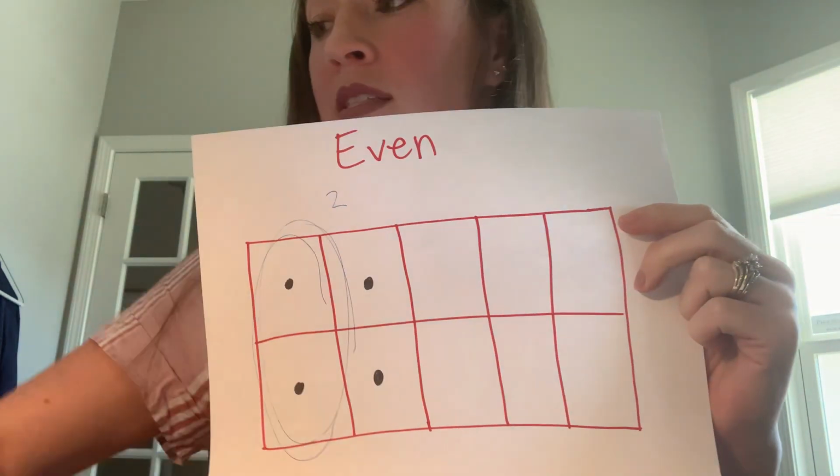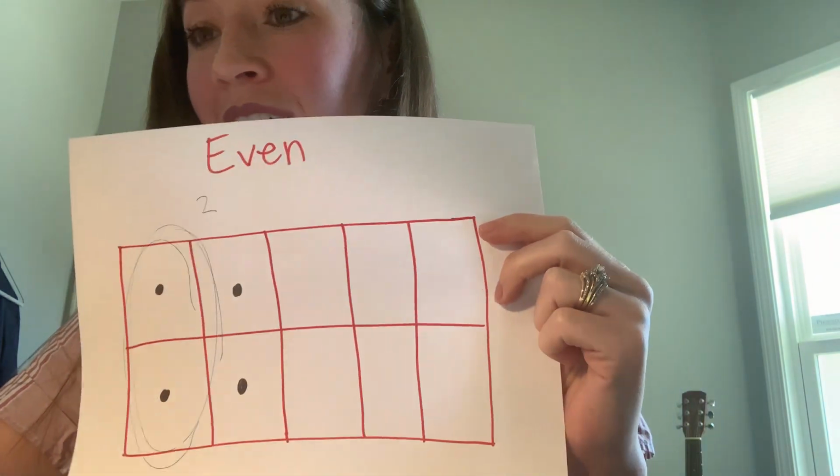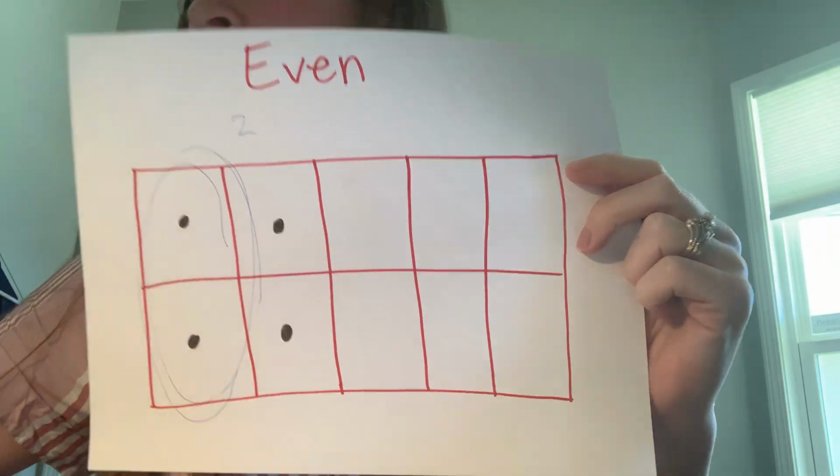So we have gone over our learning target. We're working on finding that the even numbers have pairs, all right? So the next number that is even is 4. So fill in on your even and odd board 2 more dots. You can see here 2 more dots. That is the number 4.